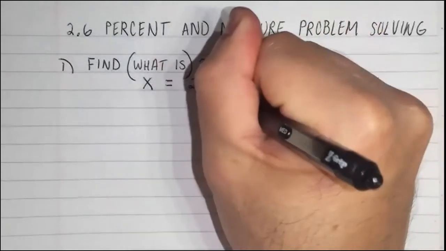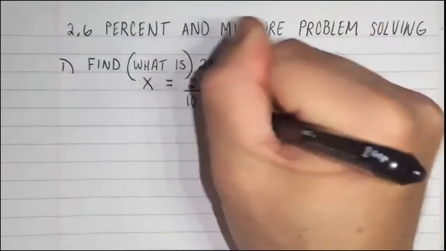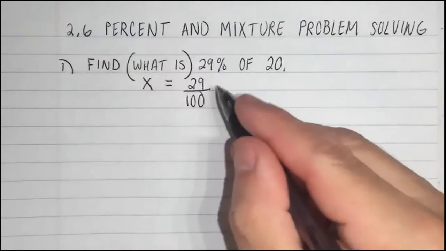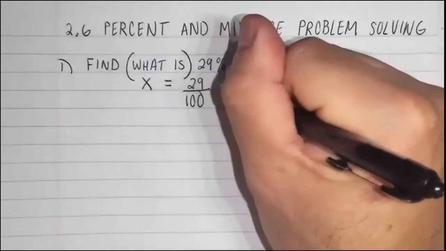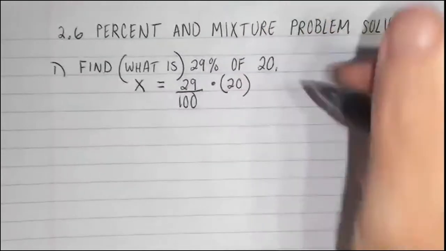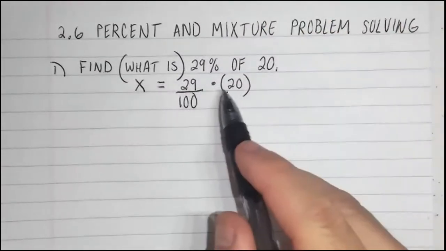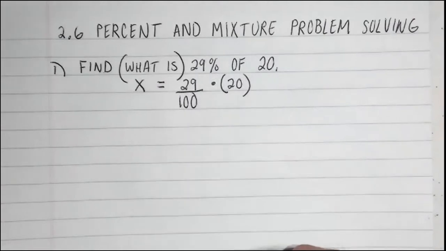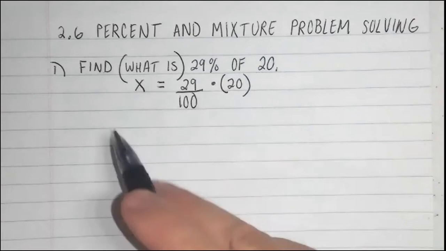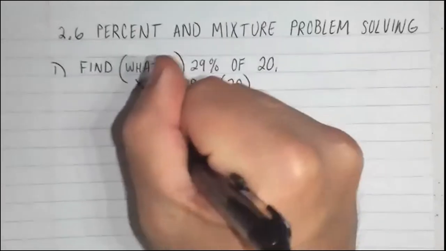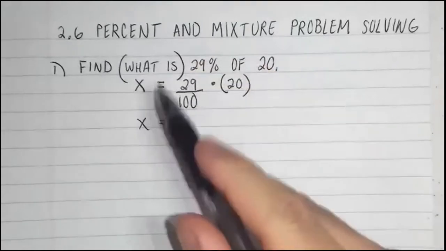29%, now this is again what's a little different. I write that 29% as 29 over 100. And of, we would use our multiplication sign, of 20. A lot of times I'm just going to write 29 over 100, and then you'll see parentheses 20, and that means I am multiplying those two together. So this is your algebra equation. Well, the x is already isolated, so there's nothing I have to do to the x.